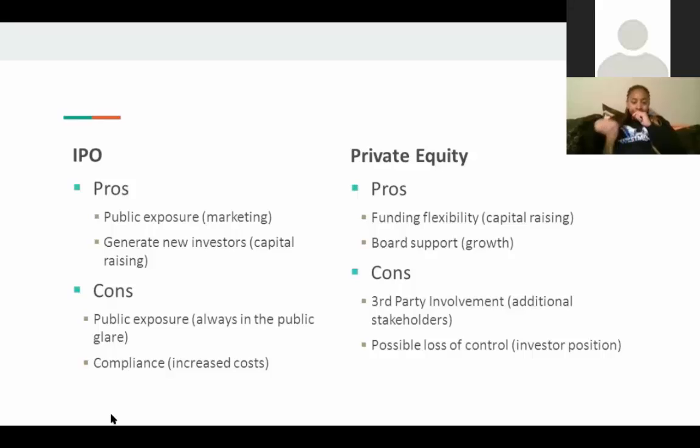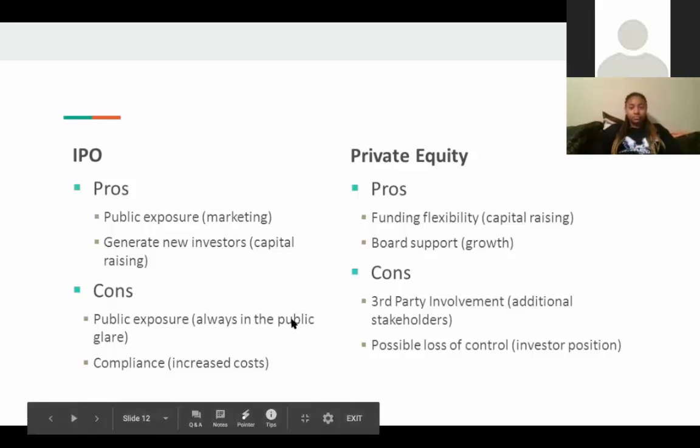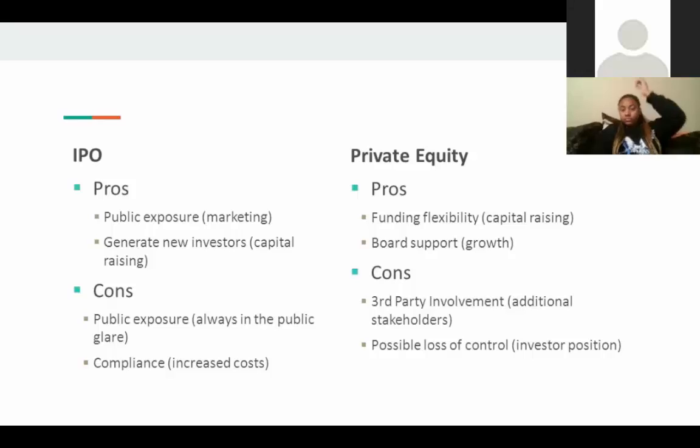They can also have increased costs. But IPOs are arguably safer, obviously depending on who you ask, but they do provide liquidity for investors if you are investing in public markets.